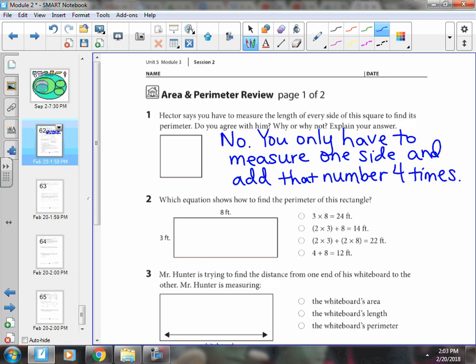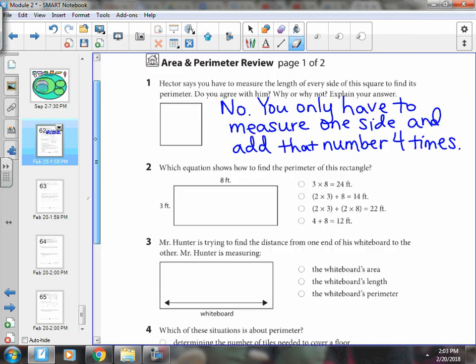So again, the question is, does he have to measure the length of every side? No, he only has to measure one side. So let's say, for example, the side was 3, right? And then you would just do 3 plus 3 plus 3 plus 3. So you only have to measure one side and then add it 4 times.